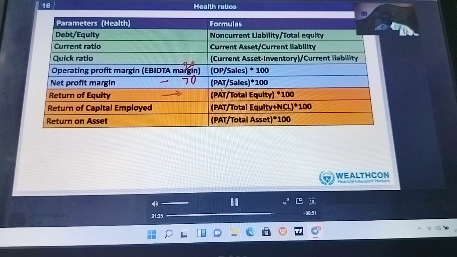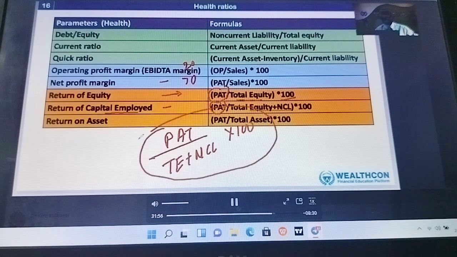Return on equity is the ratio calculated by the profit after tax divided by total equity and multiplied by 100. Return on capital employed. Again, this might be different on Google. Stick to the Welcome definition. It's written like this: profit after tax, divided by total equity plus non-current liability, and then 100. More than 20 is certainly good. Even if it is more than 10, it is adequate.